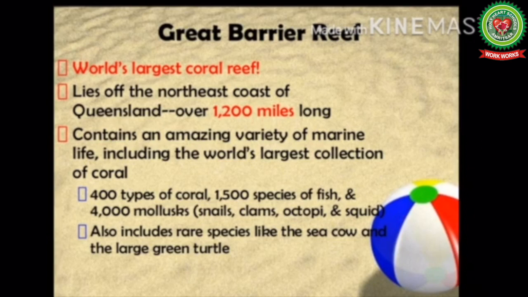By the word reef, we mean a ridge of rock or sand near the surface of water. This reef is made by coral polyps. What are corals? Corals are the hard, colored, calcareous skeleton secreted by marine polyps. Great Barrier Reef is the world's largest coral reef. It lies off the northeast coast of Queensland and has spread over 1200 miles long.